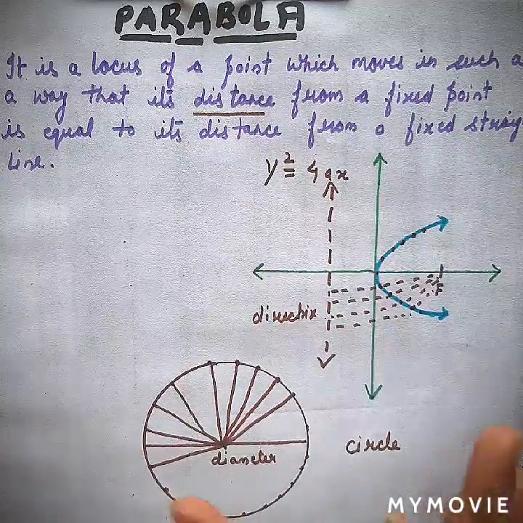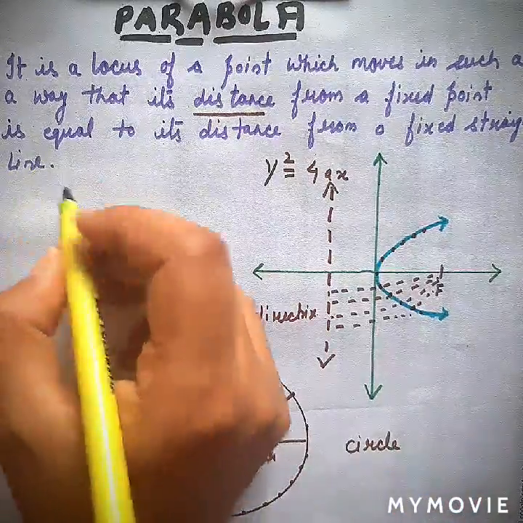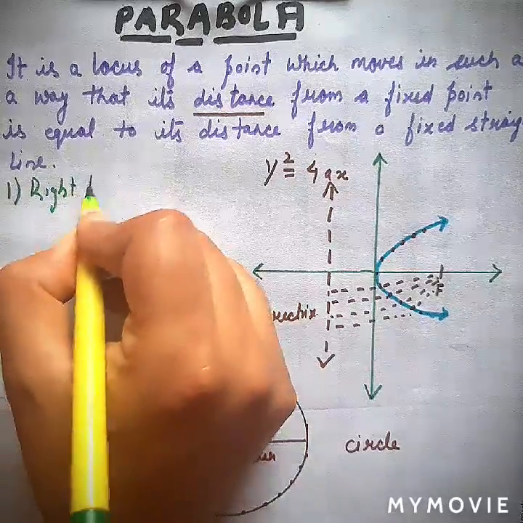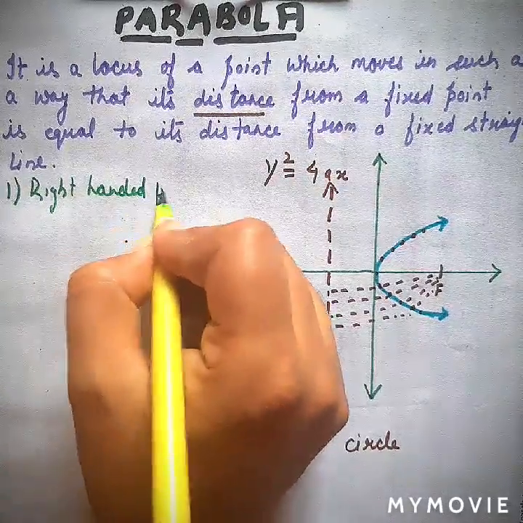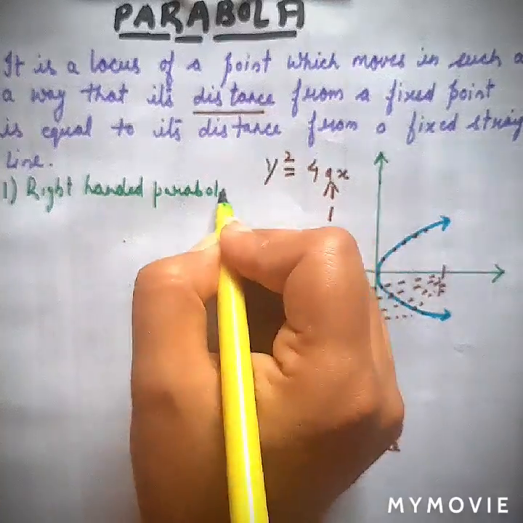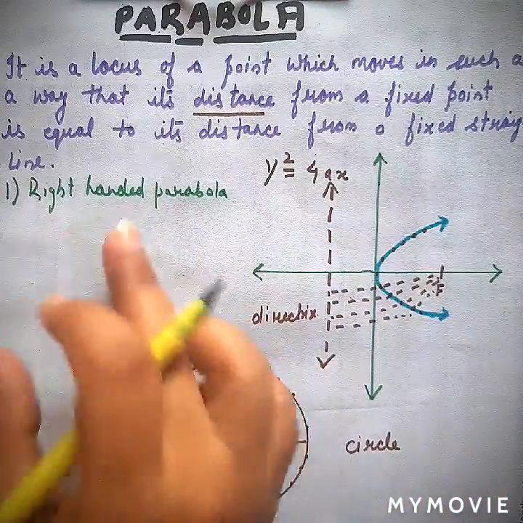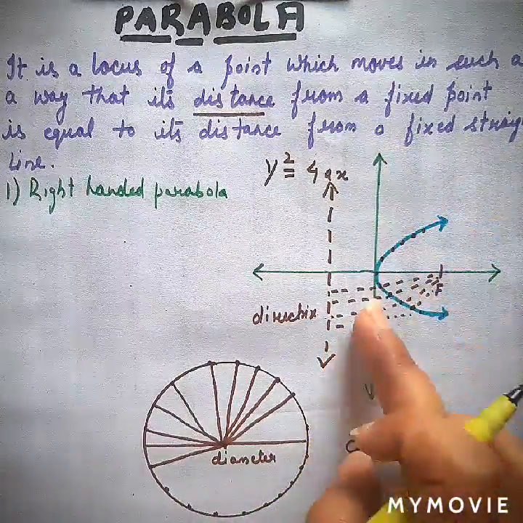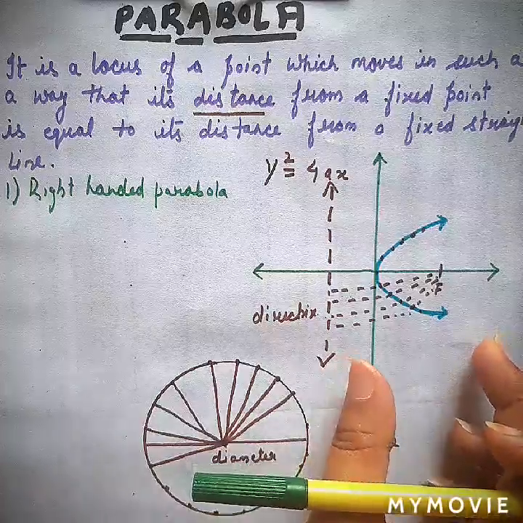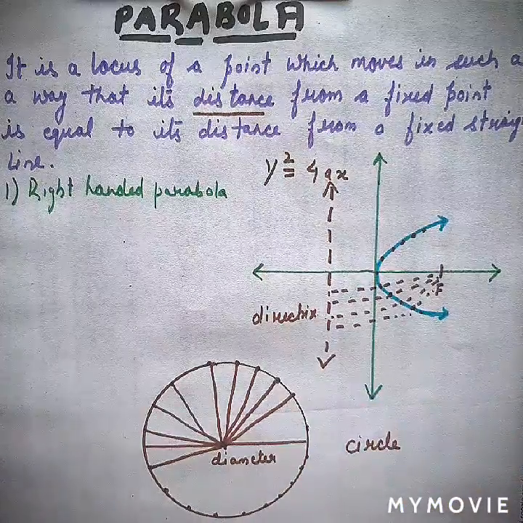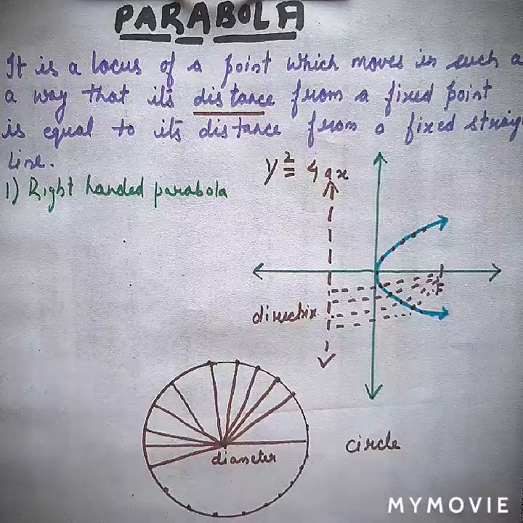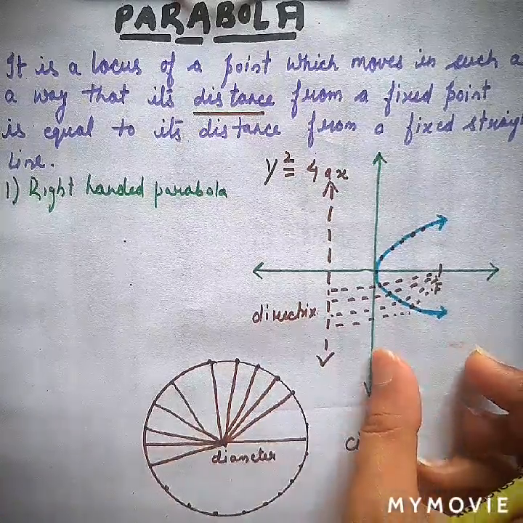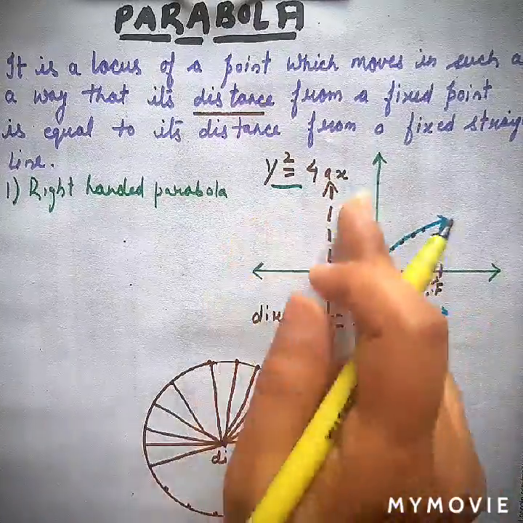We will talk about this right-handed parabola, and we actually have four types of parabolas. Right-handed parabola, as the name suggests, will be on the right side. So this is our y-axis and this parabola is on the right-hand side. I will explain everything about the right-handed parabola, and the rest you can understand from this lecture only. In a right-handed parabola, the equation is y square is equal to 4ax.